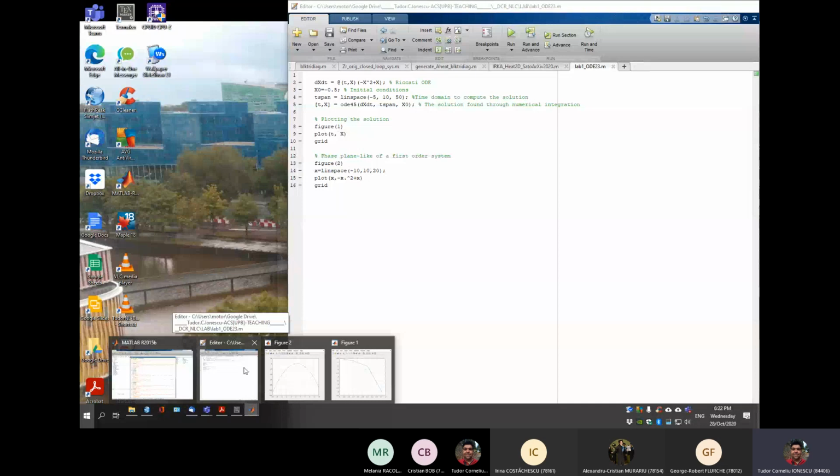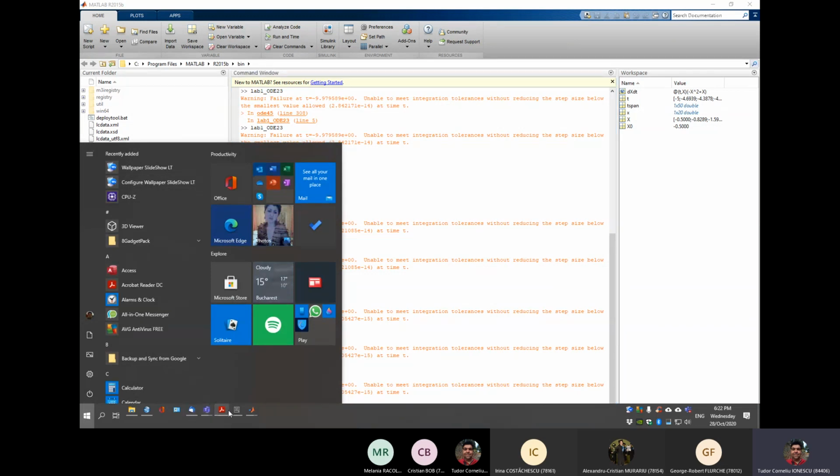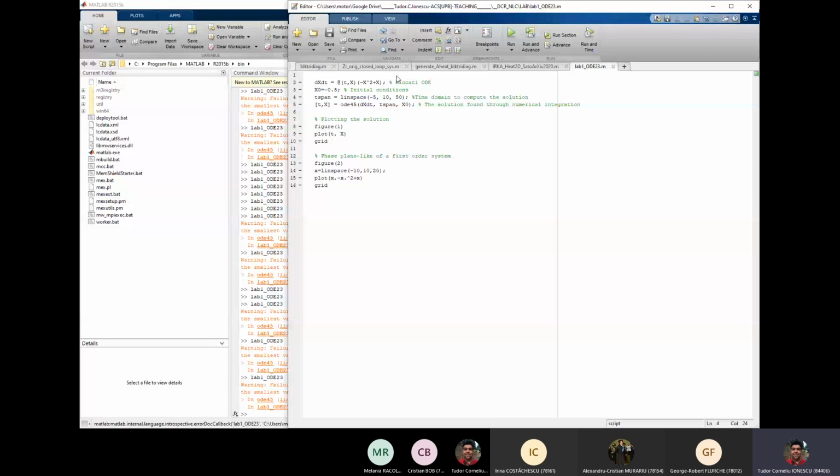MATLAB. So this is the simple code that can be used for numerically integrating a differential equation, linear or nonlinear, it doesn't matter.